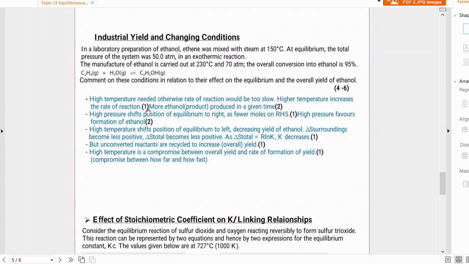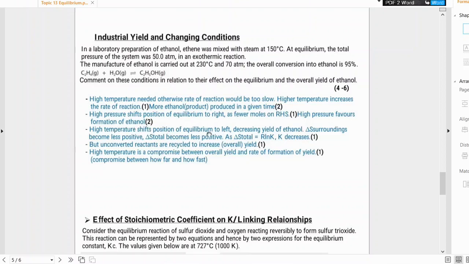So more ethanol product is produced in a given time. Just saying more product will be produced or product yield will be greater is not enough. You have to explicitly state what the product is. Then pressure: high pressure shifts position of equilibrium to the right, as there are fewer moles on the right hand side. So high pressure favors formation of ethanol. Again, formation of product is not good enough. Formation of ethanol. So high temperature shifts position of equilibrium to the left.